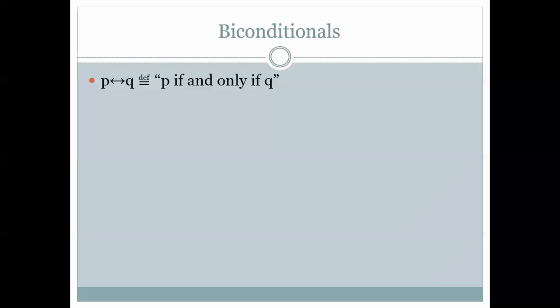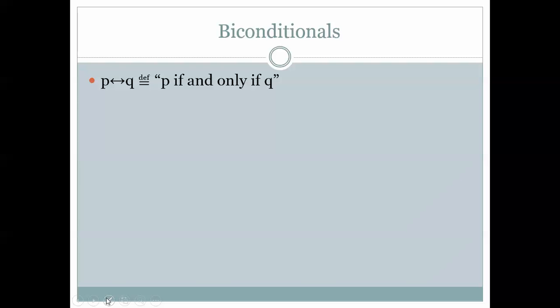Conditionals are the same thing as another word for hypotheticals. A conditional is to say if P then Q. So a biconditional is to go both ways. Say if P then Q and if Q then P. So P double arrow Q, we're going to define that. It's going to mean P if and only if Q.